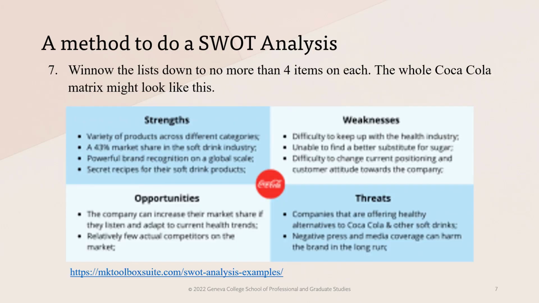After brainstorming the strengths, weaknesses, opportunities, and threats, winnow the list down and put it on the matrix. To avoid being overwhelmed, a good goal would be no more than 4 items on each list. More than that will often lead to analysis paralysis. In this process, look for connections between items and maybe move some items to different boxes on the matrix. The whole matrix for Coca-Cola might look like this.